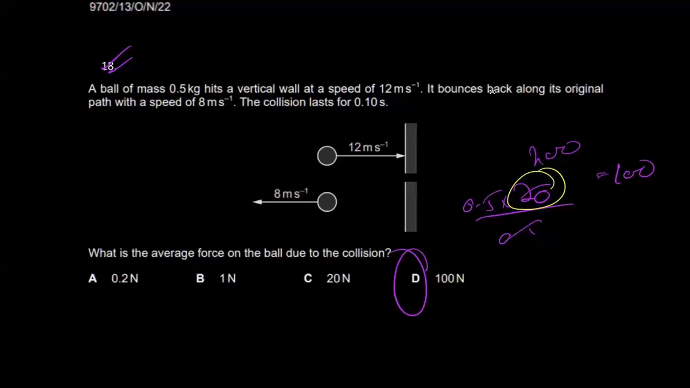20. Okay, remember this shortcut method. Whenever the velocity is changing direction and you need to find the change in momentum, what you can simply do is multiply 0.5, the mass, with the sum of these velocities. Okay? Yup, same thing. So 12 plus 8, 20. Simple.